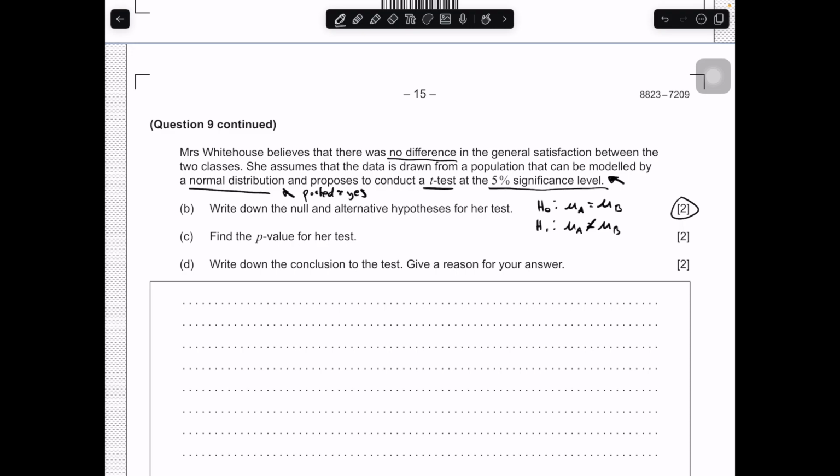So write down the p-value for the test. Part C, p-value is equal to 0.0952 to 3 sig figs.